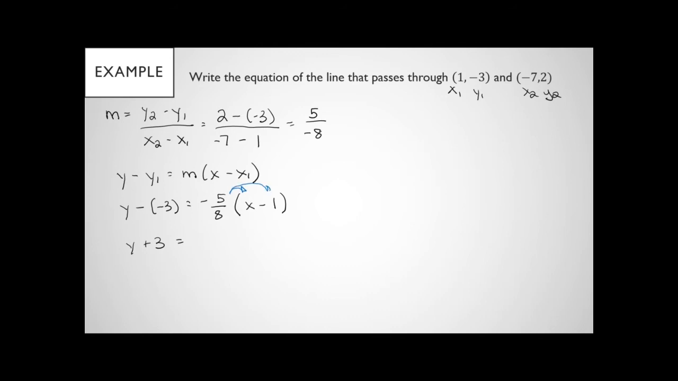And when you do that and you're multiplying by a whole number, you just multiply the top of the fraction. So this will give us -5/8x. And then a negative times a negative is a positive, so we're going to get a positive 5/8.